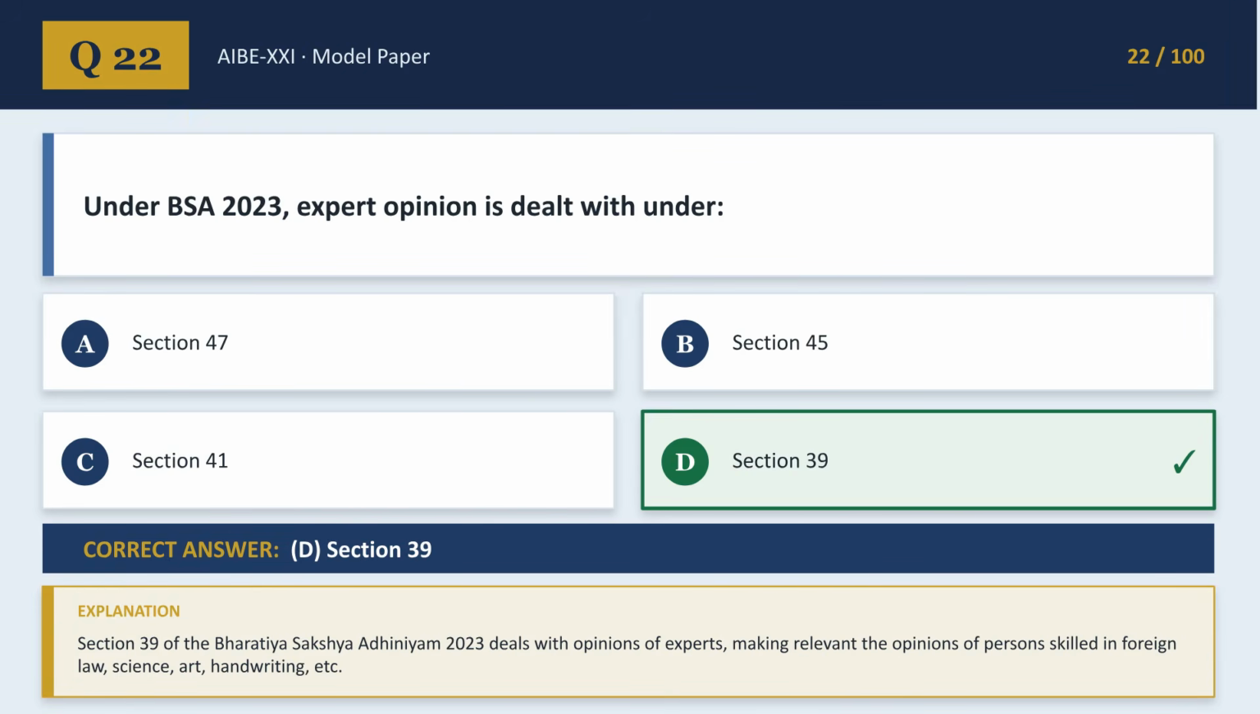Question 22. Expert opinion is dealt with under which section of BSA 2023? The correct answer is D, Section 39.